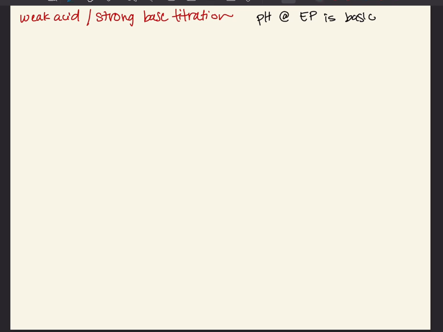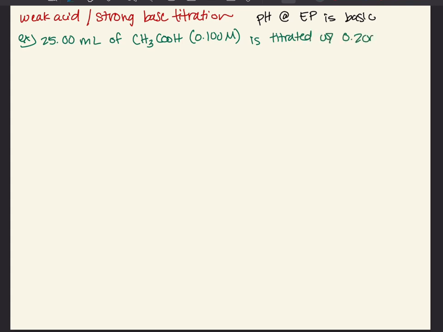So to do this problem, let's look at an example. We have 25 milliliters of acetic acid, and that is a 0.1 molar solution, is titrated with a 0.2 molar KOH solution. Calculate the pH after the following additions of KOH.